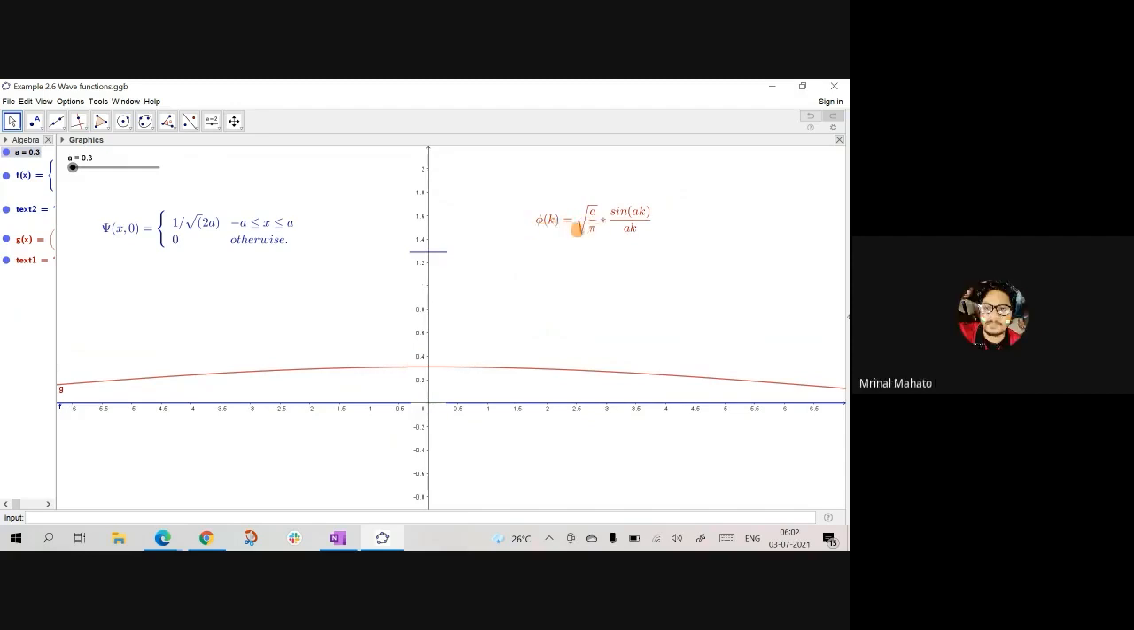Sir, I didn't get that part. Which part? That you are saying minus 3 to plus 3? No, no. Again, I put only a equal to 0.3, isn't it? So it will be between minus 0.3 to plus 0.3. Minus a to plus a, 1 by root 2. But the graph is not showing that it will be between.